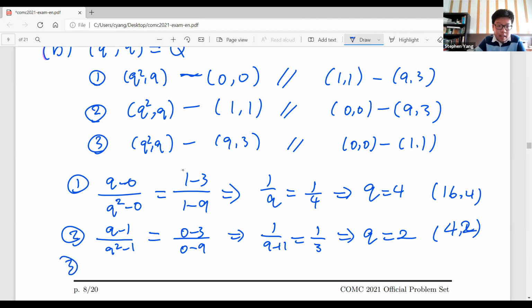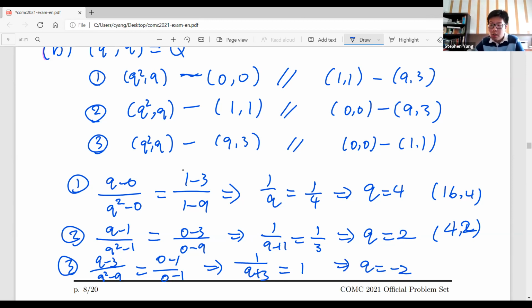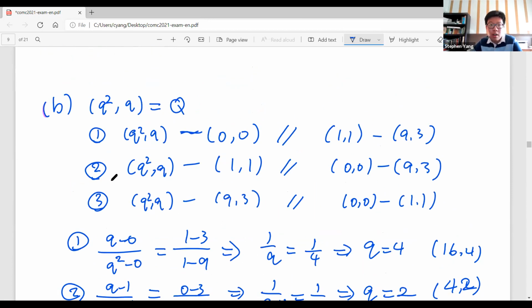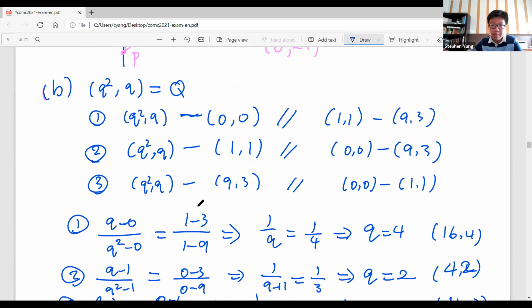Okay, lastly, you have the last case. In this case, it will be Q minus 3 over Q squared minus 9, that is equal to 0 minus 1 over 0 minus 1. So this will tell you that Q plus 3 over 1 is equal to 1. So this tells you Q is equal to negative 2. So the coordinate of Q in this case is 4, negative 2. So these three points are the only possibility of Q.